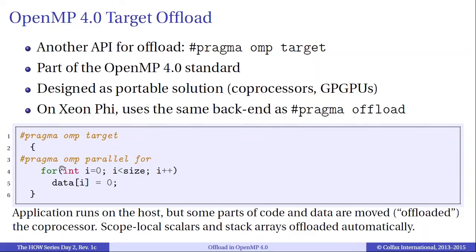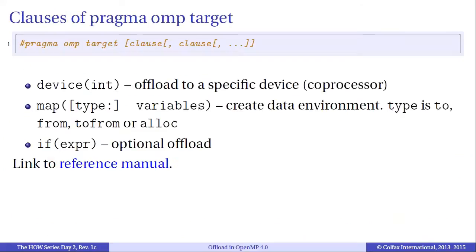Pragma OMP target means that whatever you have in the scope of this pragma will be copied over to Xeon Phi and executed there. With the Intel compiler, the back end for this type of offload is exactly the same as the back end for pragma offload. It is the syntax that is different. And actually, this syntax, as I will show, has some limitations as of today, but they may be lifted later.